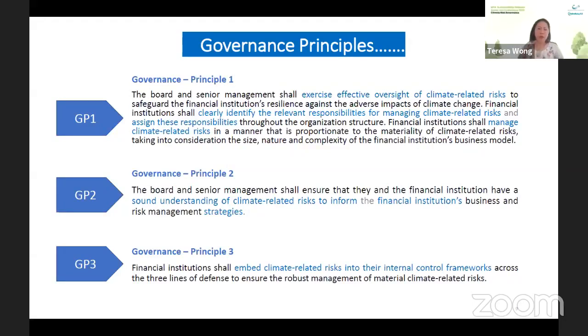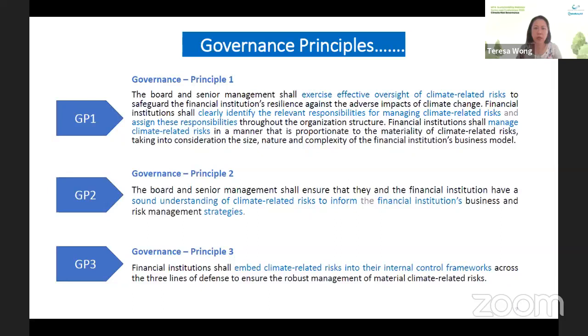Got it. So, the governance principles. There are basically three governance principles we would like to cover here today. Topically, it's to do with the board and senior management's responsibility and accountability for climate change risks. The second principle would ensure that the financial institution has a sound understanding of these risks. And the third principle is that we should embed climate-related risks into the fabric of our internal control frameworks, our enterprise risk management, and across all three lines of defense.